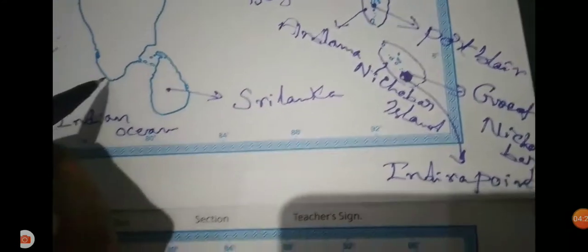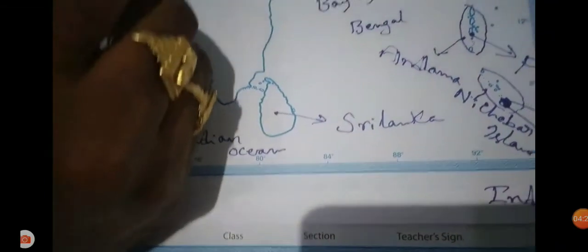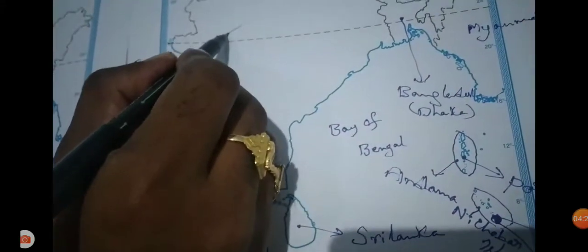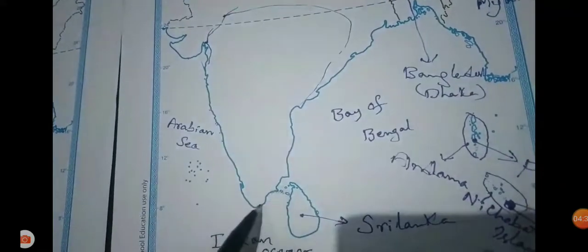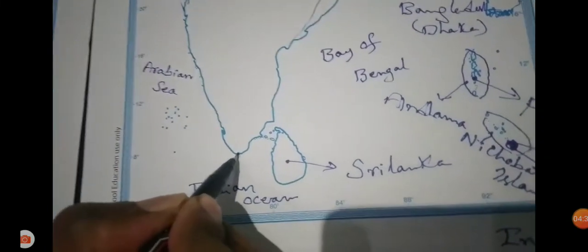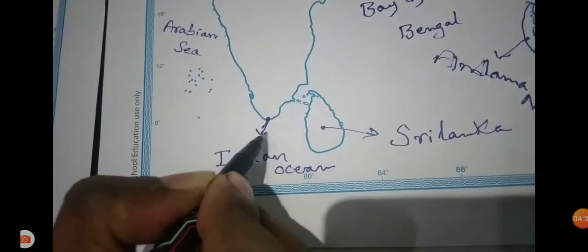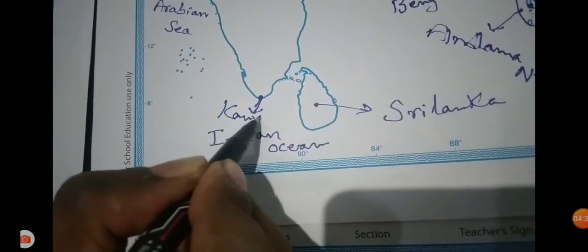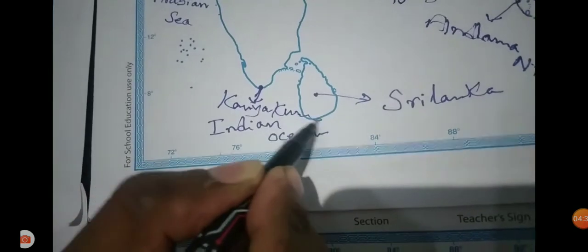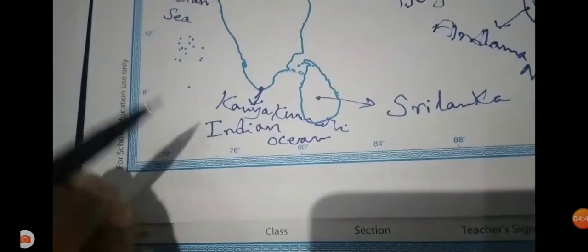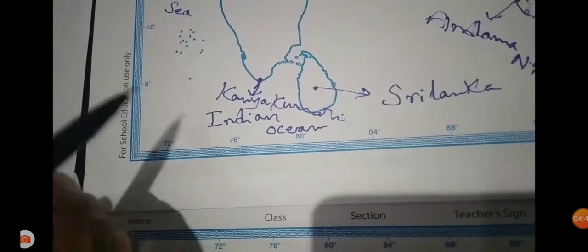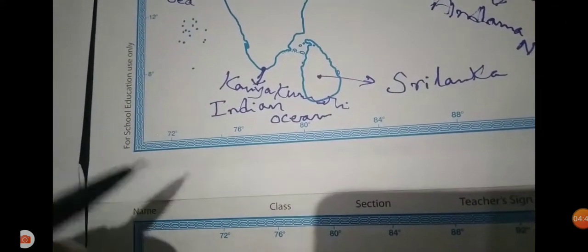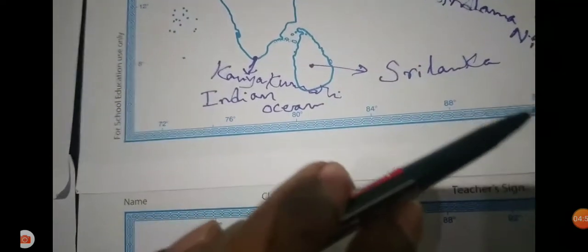Now let us come to this place. This entire part is the peninsula of India, called the Indian Peninsula. The southernmost point of the Indian Peninsula is Kanyakumari. There is a difference between Kanyakumari and Indira Point. Indira Point is the southernmost point of India, while the southernmost point of peninsular India is Kanyakumari.